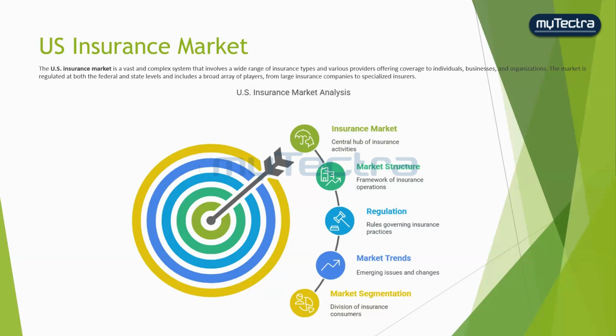All the state regulators come together and form a national level association, where they take decisions on a federal level. If one state has implemented something, the other states can also benefit from it. Those decisions and regulations are made by the NAIC.